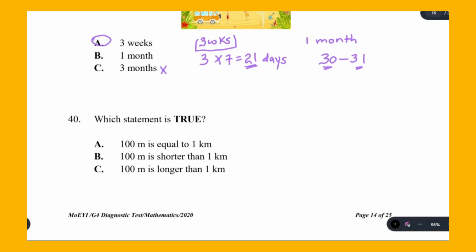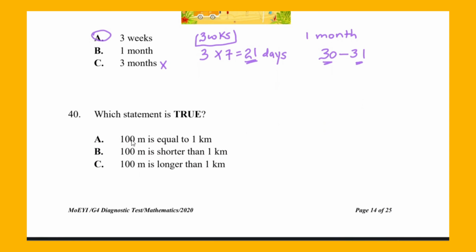And final question, which statement is true? 100 meters is equal to 1 kilometer. 100 meters is shorter than 1 kilometer. And 100 meters is longer than 1 kilometer. Now, what is the relationship between meters and kilometers? Well, 1000 meters make 1 kilometer. So, option A and option C could not be correct. The correct answer is option B.